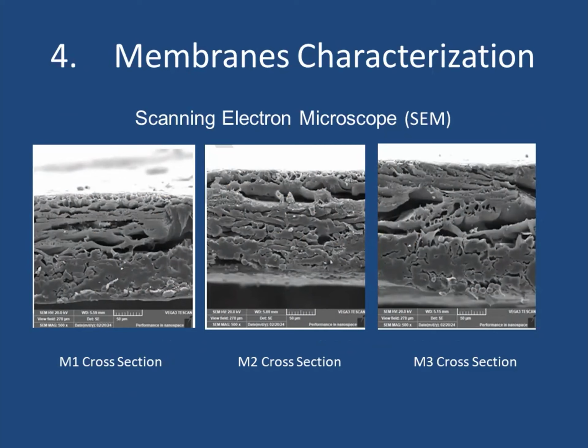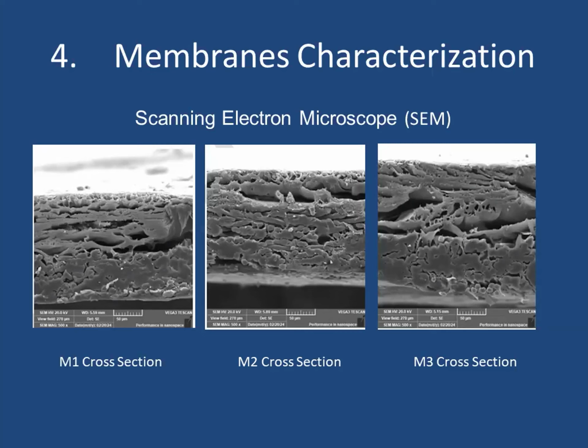You can see in the figure that we have the cross-section area for the three membranes, membrane 1, 2, and 3. And we have said before that membrane 1 is the unmodified one, membrane 2 is the modified one with 0.7% Chitosan. Membrane 3 is also an ultrafiltration membrane with 0.2% Chitosan.